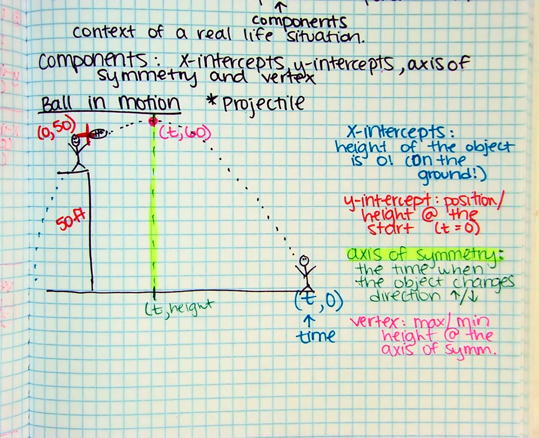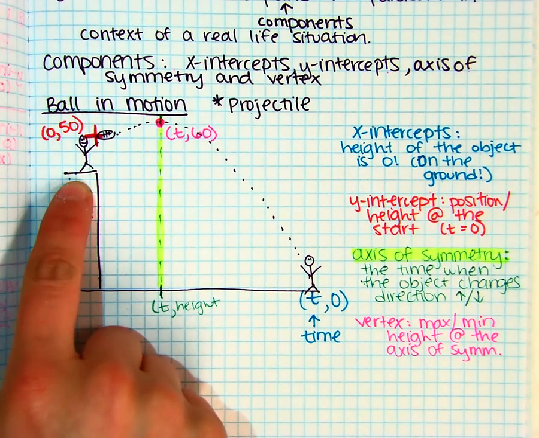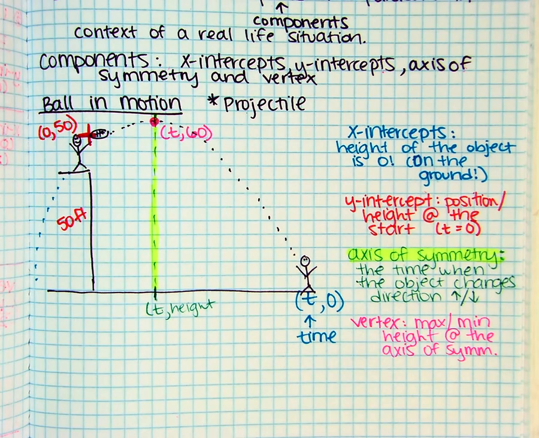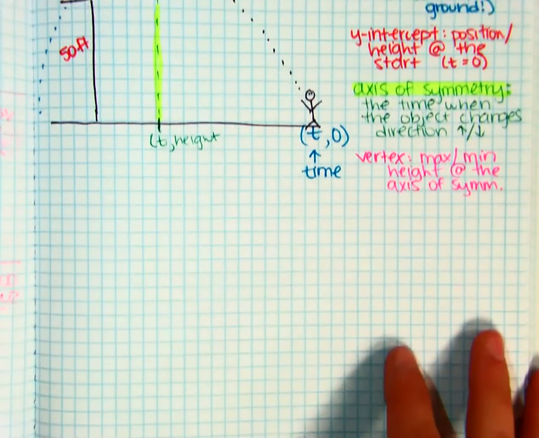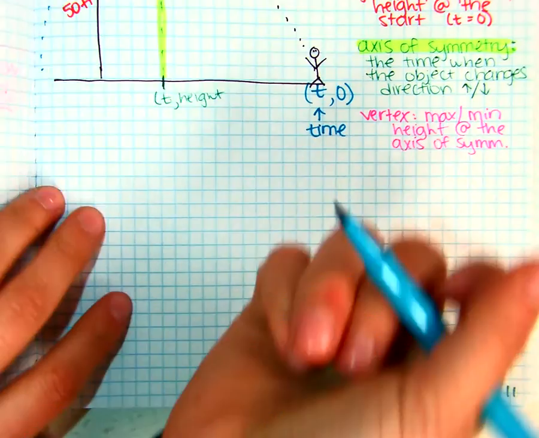Sometimes the ball might start down here. Okay, this is just an example of it being up top. So now we're going to do an example of when you might be going down instead of up. So let's look at someone who's diving into the water.